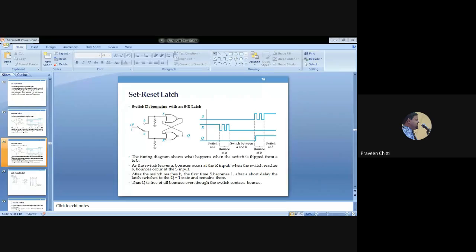First, explain to me what the switch debouncing problem is. Then Aditi will explain how it is overcome using the SR latch.